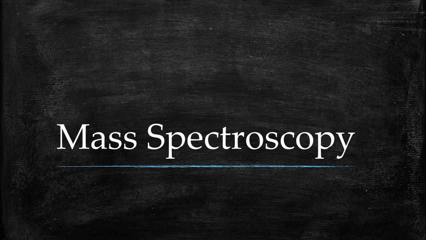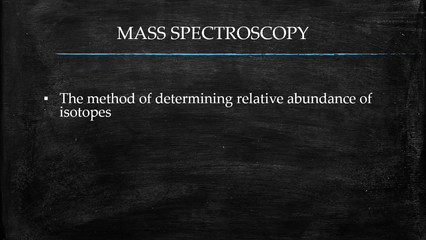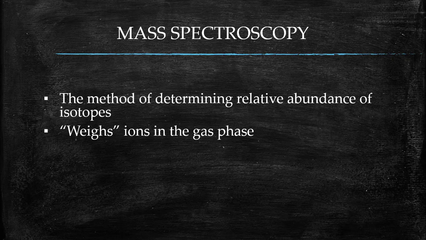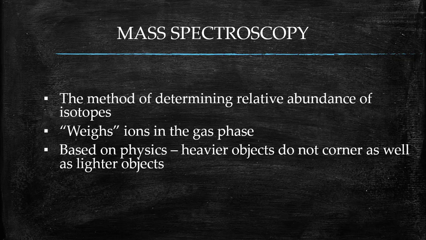This video is on a technique called mass spectroscopy. Mass spectroscopy is a method of determining the relative abundance of isotopes. Essentially, you weigh the ions in the gas phase. It's based on physics. Heavier objects do not corner as well as lighter objects.